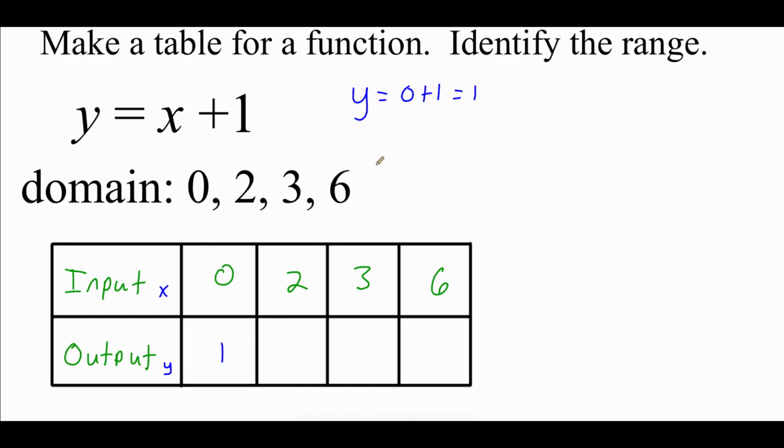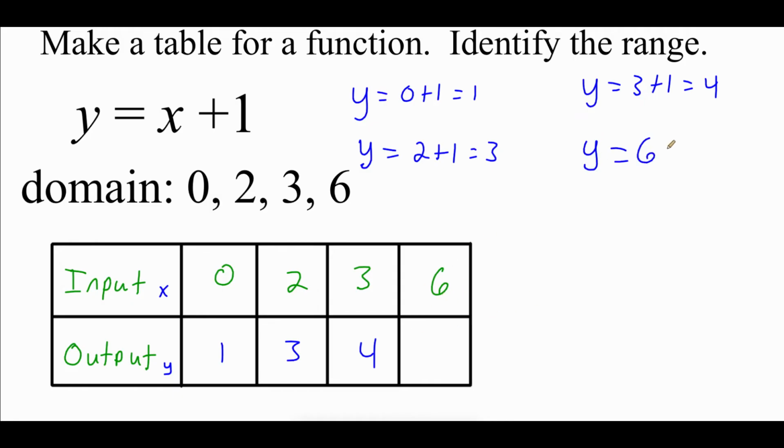If I plug in 2 for my x value, we'd get y equals 2 plus 1. 2 plus 1 is 3, so the output value for 2 is 3. If I plug in 3, so y equals 3 plus 1, we get an answer of 4. So we input 3, the output was 4, and then our last input value is 6. So y equals 6 plus 1, and 6 plus 1 is 7. So when we input 6, we got 7 as our answer.